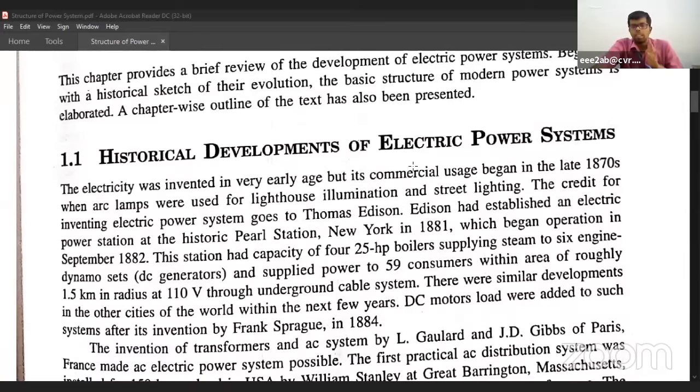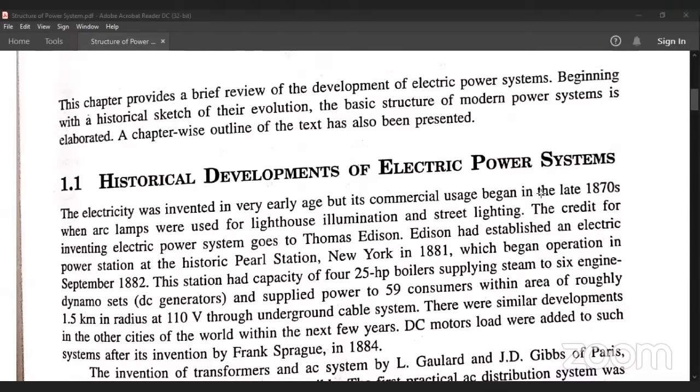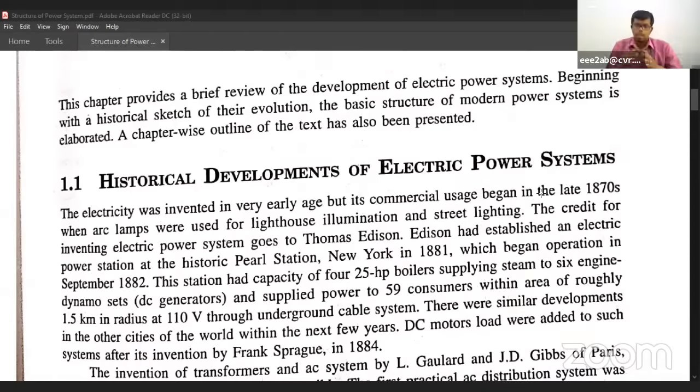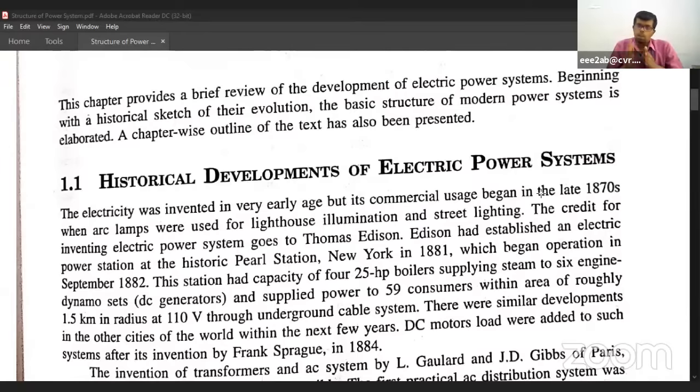If you see the historical development of the electrical power system, electricity was invented in a very early age, but did not become commercial usage until late 1870s. It began to come to commercial use when arc lamps were used for lighthouse illumination and street light. At that time the credit for inventing electrical power goes to Thomas Alva Edison.